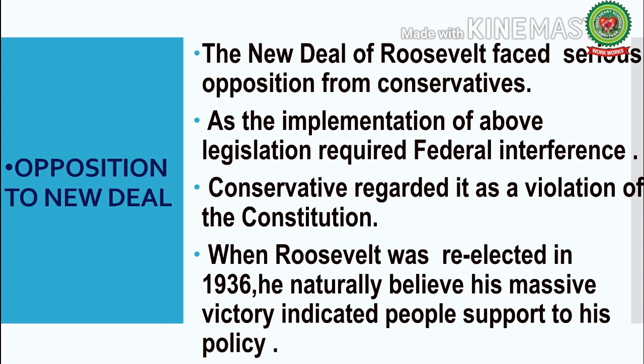The New Deal of Roosevelt faced serious opposition from conservatives, as the implementation of the above legislation required federal interference. Federal interference means the interference of the government. Conservatives regarded it as a violation of the Constitution. When Roosevelt was re-elected in 1936, he naturally believed his massive victory indicated people's support for his policy. The common people were supporting the New Deal as they were getting employment and they could realize that the banking system had also developed only due to the New Deal. But the Conservative Party was strongly opposing the New Deal.